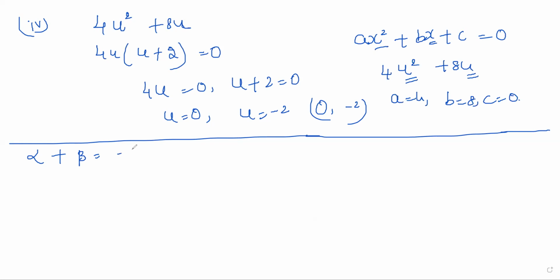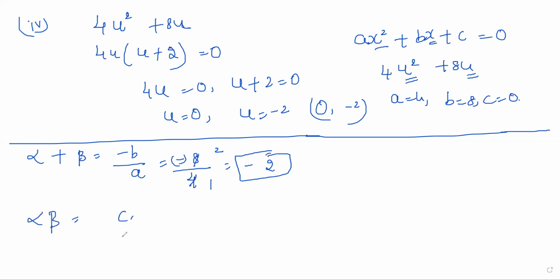See, alpha plus beta is equal to minus b by a. What is b here? Put minus sign. B is 8, A is 4, right? So minus 8 by 4, you can cancel it by 4. 4 ones, 4 twos. So answer is minus 2. And alpha into beta is equal to C by A. What is C here? C is 0 and A is 4. 0 by any number is 0.